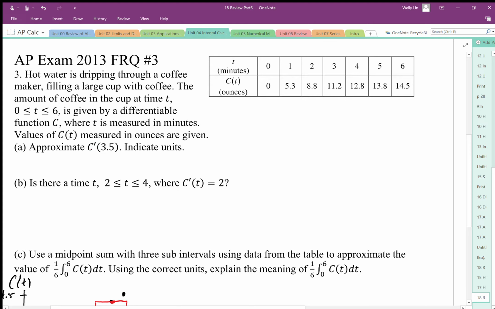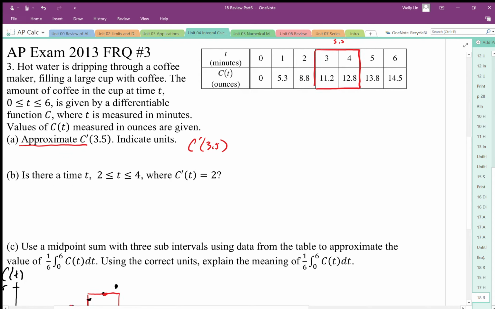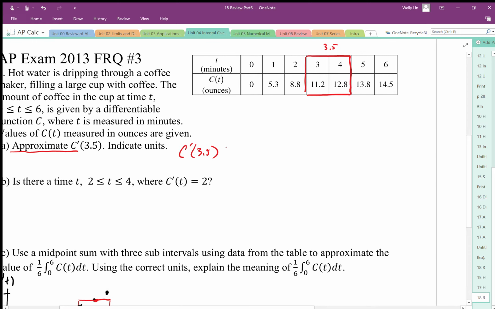So the first part says approximate c prime at 3.5. Well, first thing is we do not have a derivative, so we cannot find the exact value of the derivative at 3.5. However, this does say approximate, and we can approximate the derivative at 3.5 by taking the slope somewhere around 3.5. So 3.5 is here. What we're going to do is take the slope between these 2 points, and that slope should approximate the derivative at 3.5.